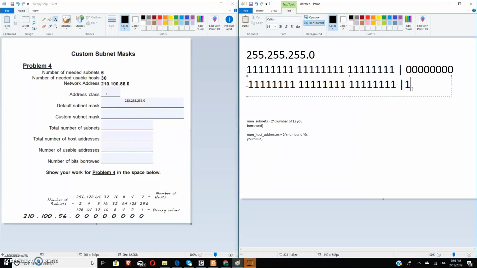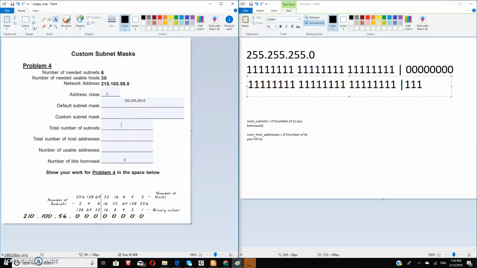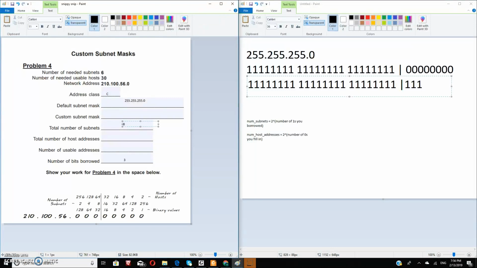If we borrow 1 bit, well, 2 to the first power is only 2. That's not enough. We need 6 subnets. If we borrow 2, well, 2 to the second power is 4. That's still not enough. If we borrow a third bit, then that's enough. 2 to the third power is 8, and 8 is more than 6. In which case, we borrowed 3 bits, and the number of subnets is 8, since 2 to the third power is 8.